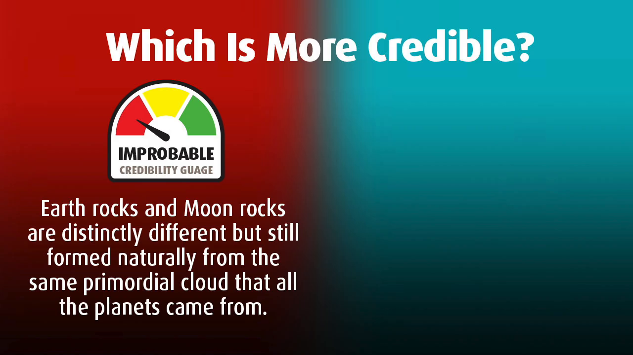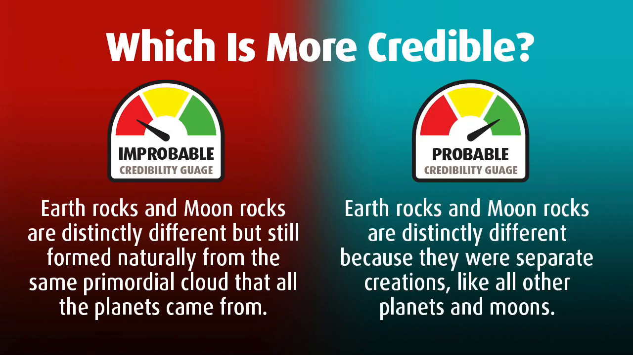So which is more credible? Earth rocks and moon rocks are distinctly different, but still formed naturally from the same primordial cloud that all the planets came from? Or Earth rocks and moon rocks are distinctly different because they were separate creations, like all the other planets and moons.